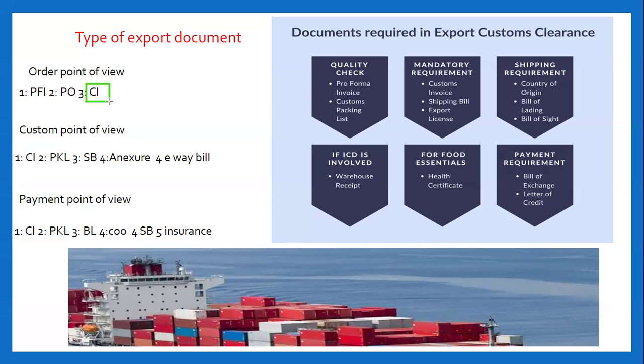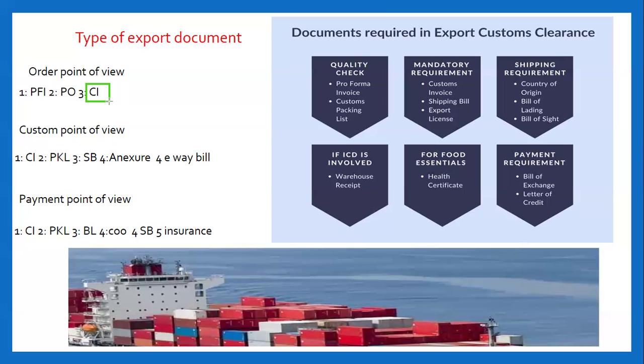Then the commercial invoice. This document is prepared when you have confirmed the order and intimated your plan to make the goods ready for dispatch. You intimate the production team, the packing team, and operations. At this stage you can prepare the commercial invoice.